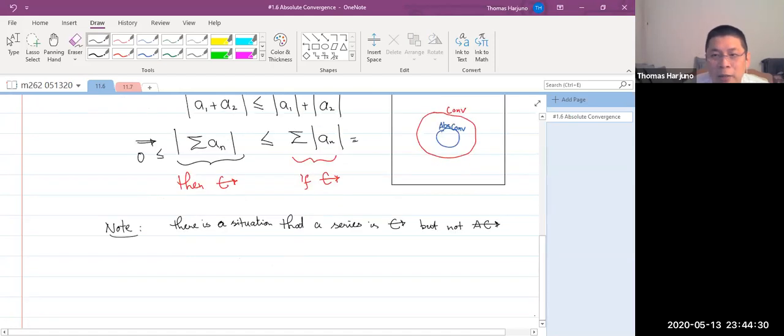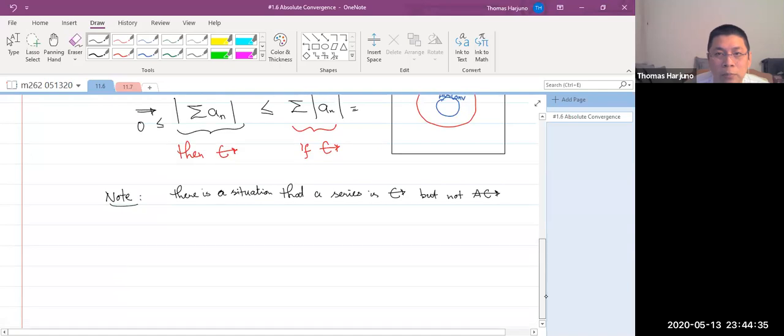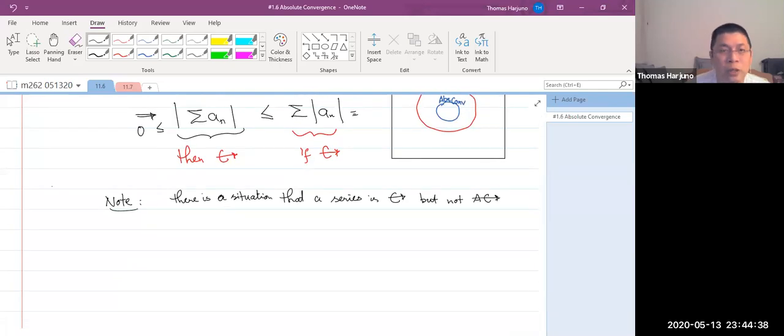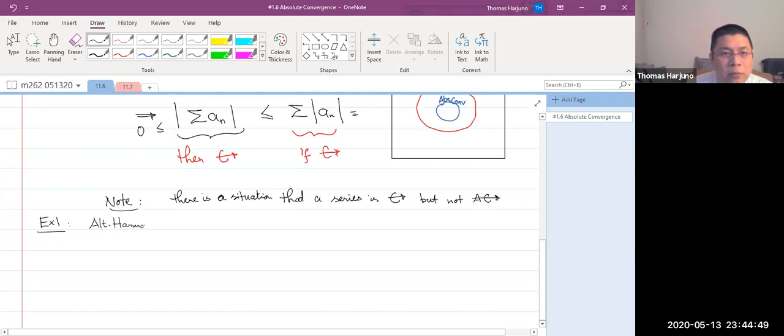One classic series that is not absolutely convergent yet convergent is the alternating harmonic series. The alternating harmonic series is convergent but not absolutely convergent. That situation is called conditionally convergent.